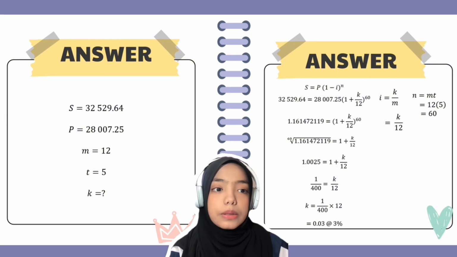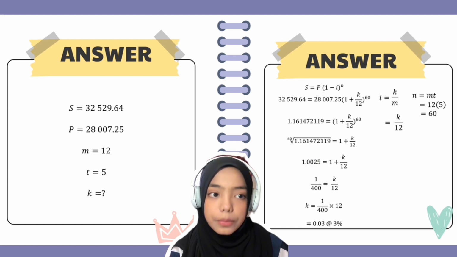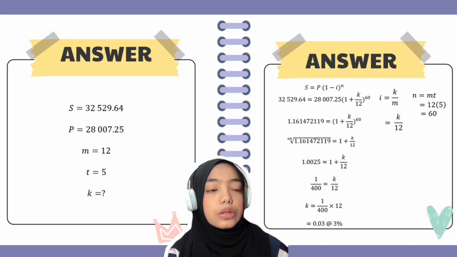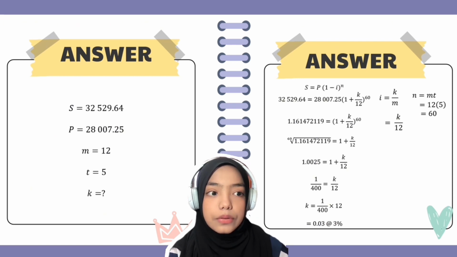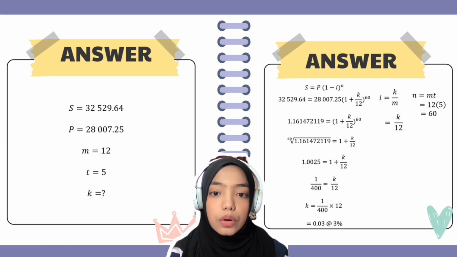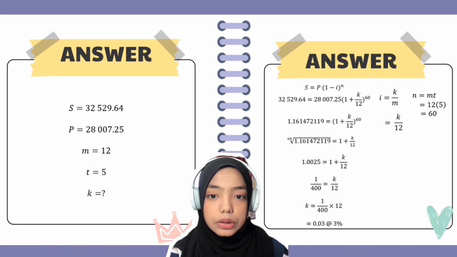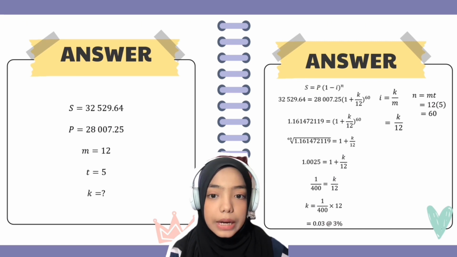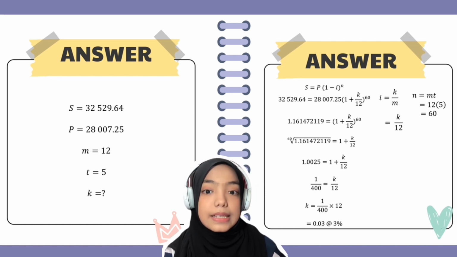To solve this problem, we have to use S equal P (1 + i)^n as the formula. But before that, we have to find the value of i and n. To get i, we have to divide k with m. Since we don't have the value of k, we just put k over 12. And to get n, we just make it 12 times 5 equals 60. And we put the values into the formula. Then we can start to calculate.